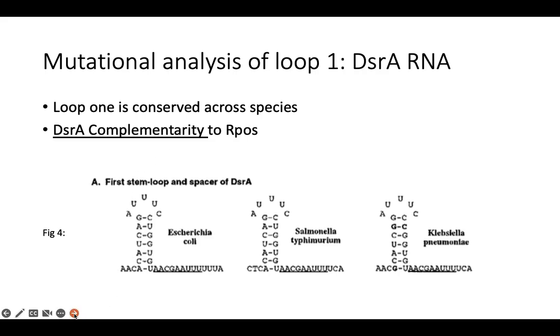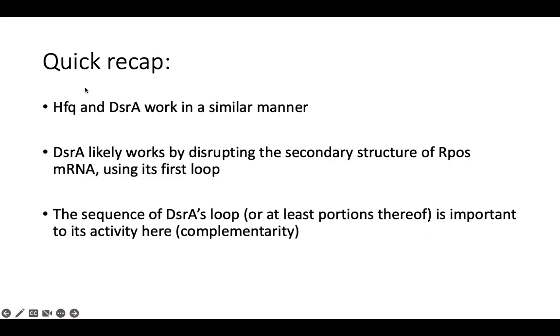So let's go on ahead. Just a quick recap. Hfq, the protein, and DsrA, the RNA, work in a pretty similar manner. Now, we think that DsrA likely works by disrupting the secondary structure of rpoS RNA, and DsrA uses its first loop to do so. The sequence of DsrA's loop, or at least certain parts of it, are very important to its activity here. And of course, that complementarity to the rpoS mRNA is very important. That's what we've learned so far from these experiments.